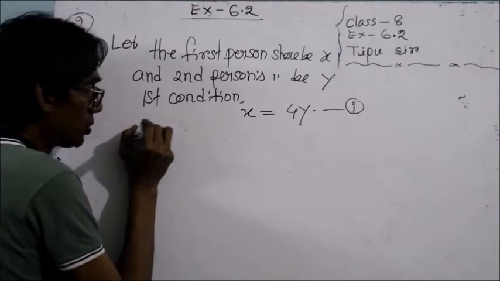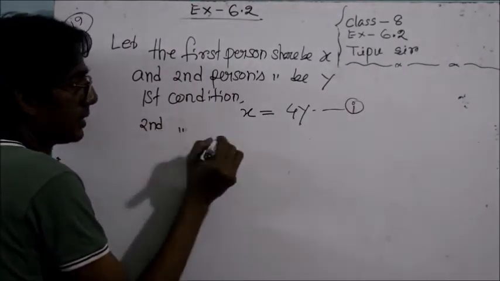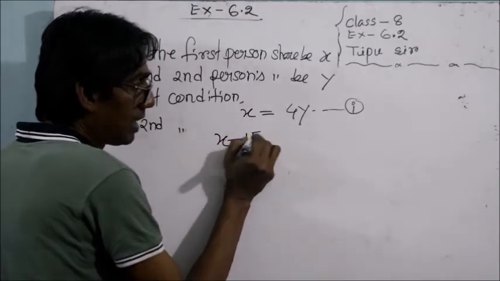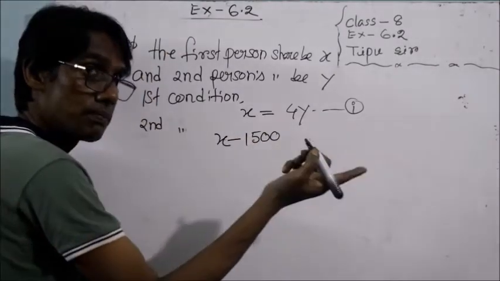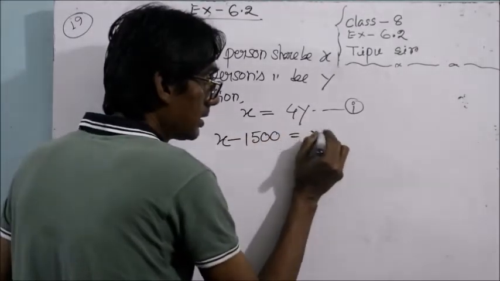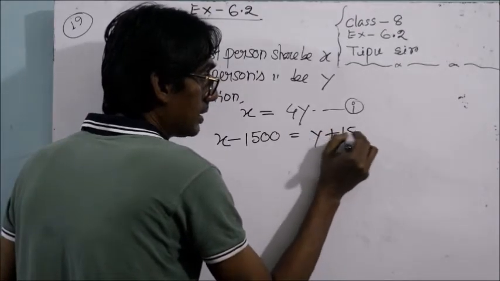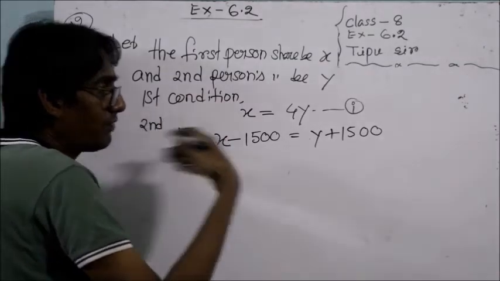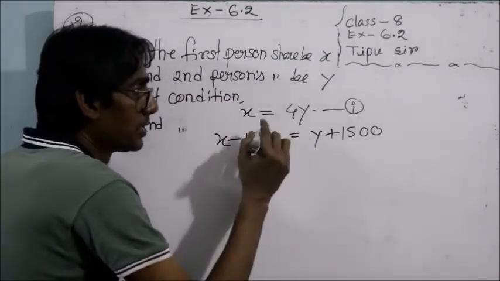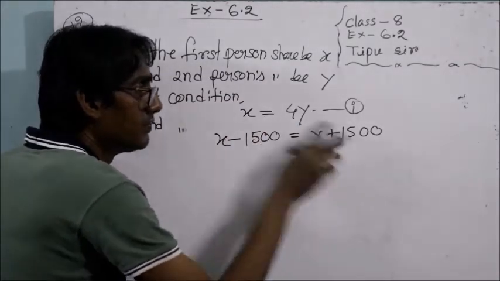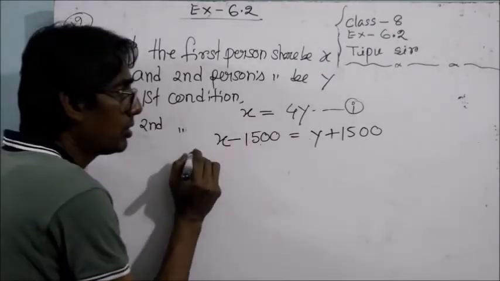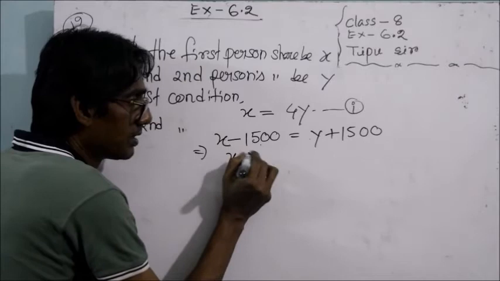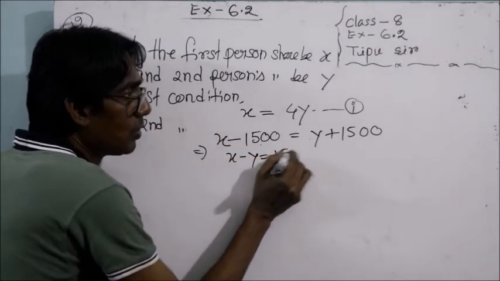And second condition: if the first person gives 1500 taka to the second person, then their amounts will be equal. That means if he gives 1500 taka to the second person, he donates and the other receives, and in that case both are equal. Or convert y right to left, then it will be x minus y equal to 1050.